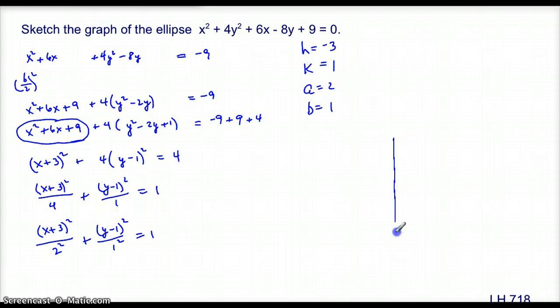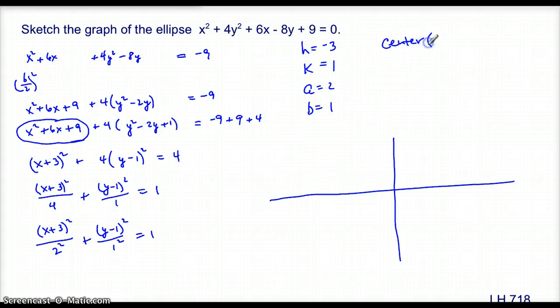So I'm going to draw coordinate axes. And we're going to start with the center. Our center is h, k, which is going to be negative 3, 1, which let's say that's negative 3, and that's 1. So that there is our center at negative 3, 1. And we know that a is 2, so it goes 2 units to the right, which is going to bring us here to negative 1, and 2 units to the left, that's negative 5. Those are our vertices, so that's where the ellipse ends.